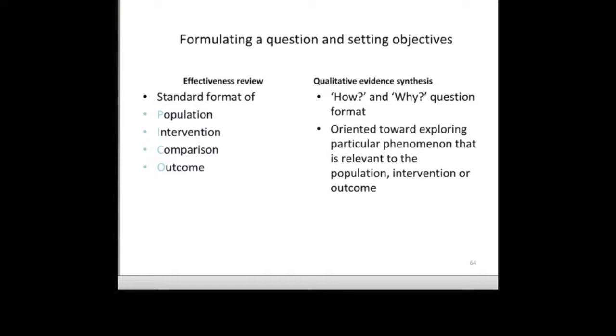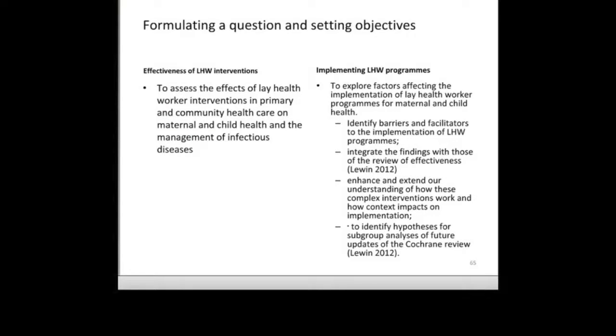Again, this is the way it has been done in the lay health worker review. So their question and objectives related to effectiveness of lay health worker interventions in primary and community healthcare on maternal and child health. And then if you compare that with the qualitative evidence bits, you see that they were actually interested in exploring factors affecting the implementation of lay health worker programs for maternal and child health. So they identified barriers and facilitators to the implementation process and tried to integrate these findings with the results of the effectiveness review. And that actually helped to enhance and extend the understanding of how these complex interventions may work and how context actually impacted on the implementation.